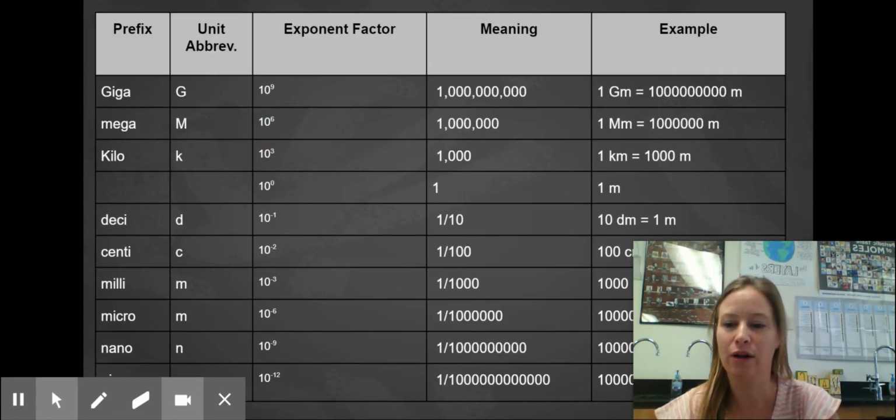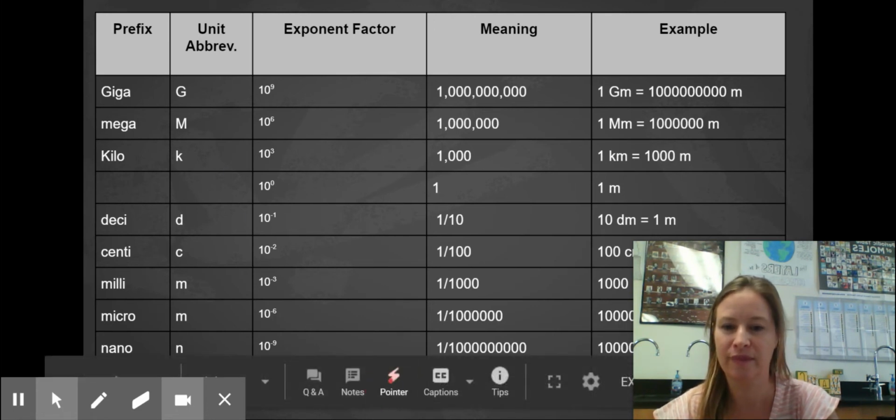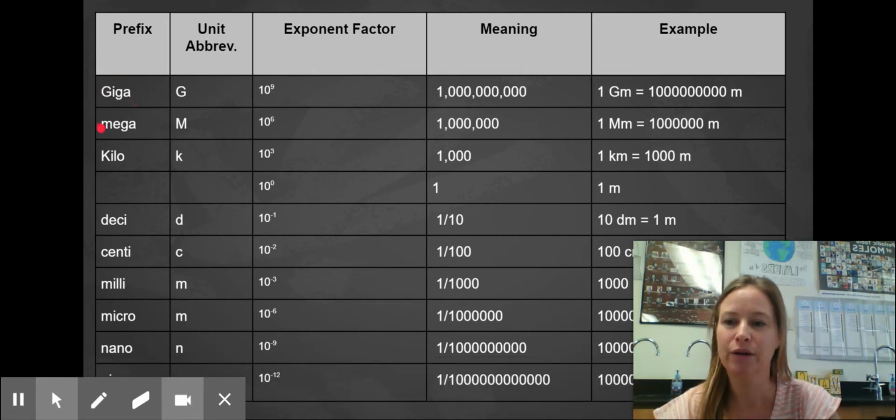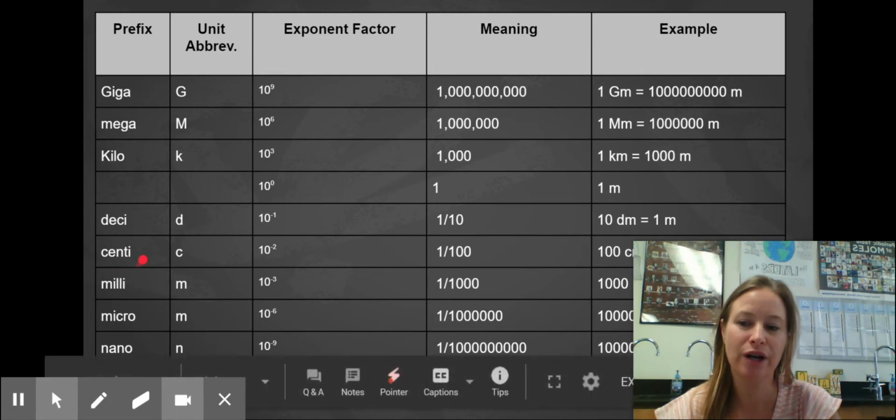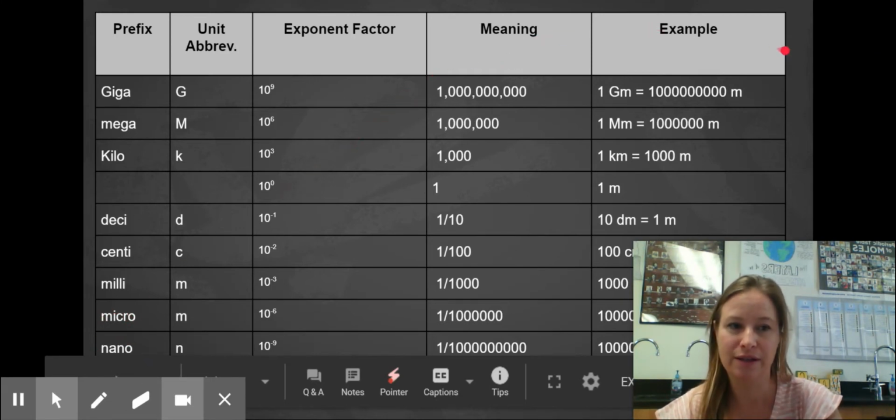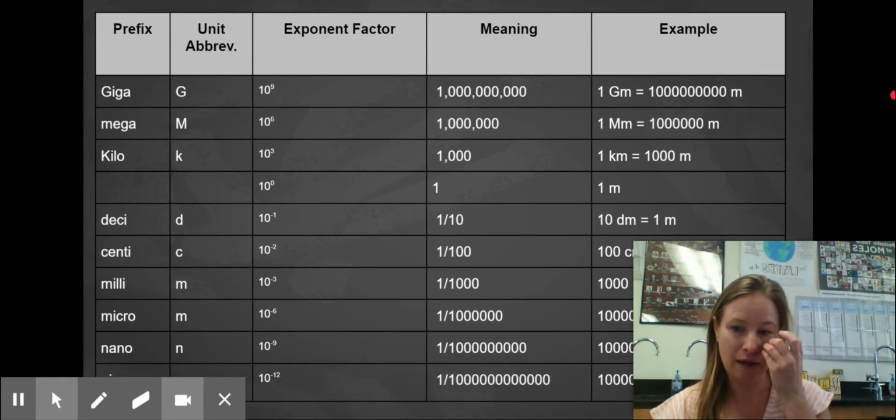Here are all of the prefixes. So we have giga, which means a billion, mega, which means a million, kilo, which means 1,000, deci, which is a tenth, centi, which is a hundredth, milli is a thousandth, micro is a millionth, and nano is a billionth. Those are most of the ones that we use in here. And pico is a trillionth. So when you see that prefix next to a unit, it's changing the magnitude of that unit.